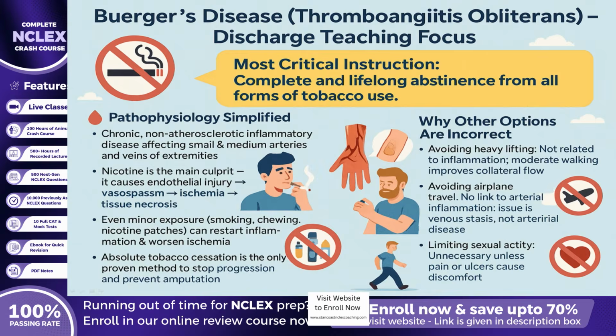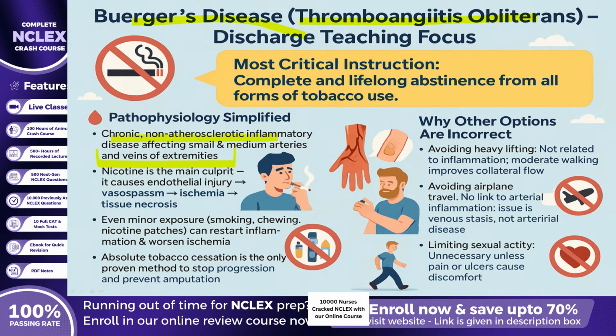Buerger's disease, or thromboangiitis obliterans, is a chronic, non-atherosclerotic inflammatory disorder that affects small and medium-sized arteries and veins, primarily in the extremities. The key pathological feature is segmental inflammation and thrombotic occlusion triggered almost exclusively by nicotine exposure. Tobacco toxins cause endothelial injury, resulting in vasospasm, ischemia, and tissue necrosis.